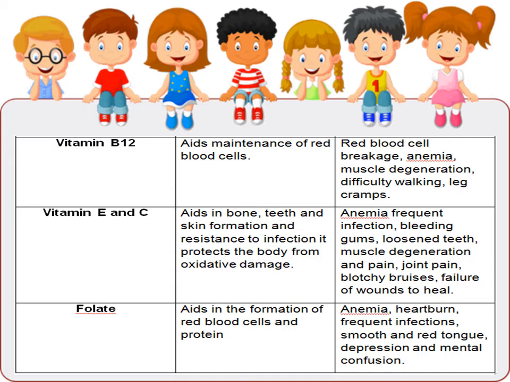And lastly, we have folate. So the importance of folate: it aids in the formation of red blood cells and protein. So the signs and symptoms of deficiency: anemia, heartburn, frequent infections, smooth and red tongue, depression, and mental confusion.